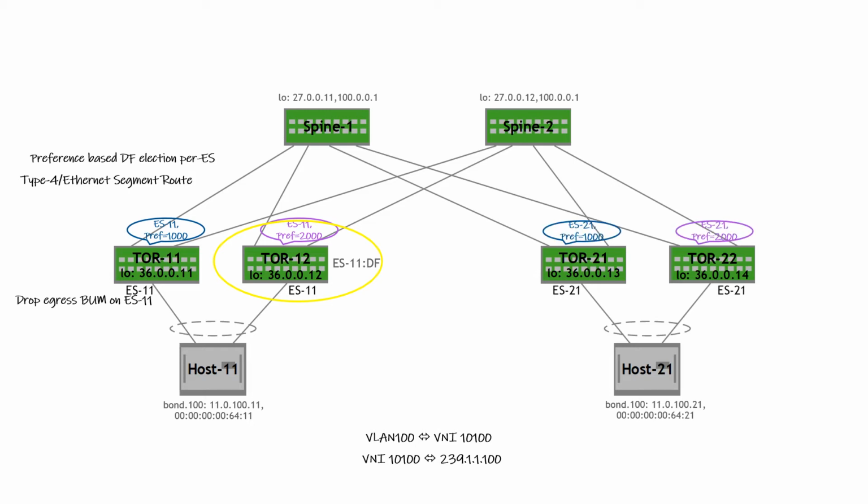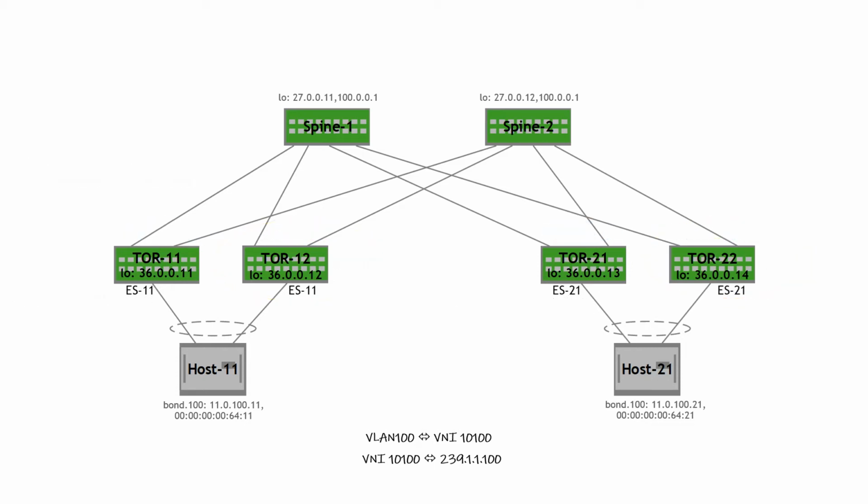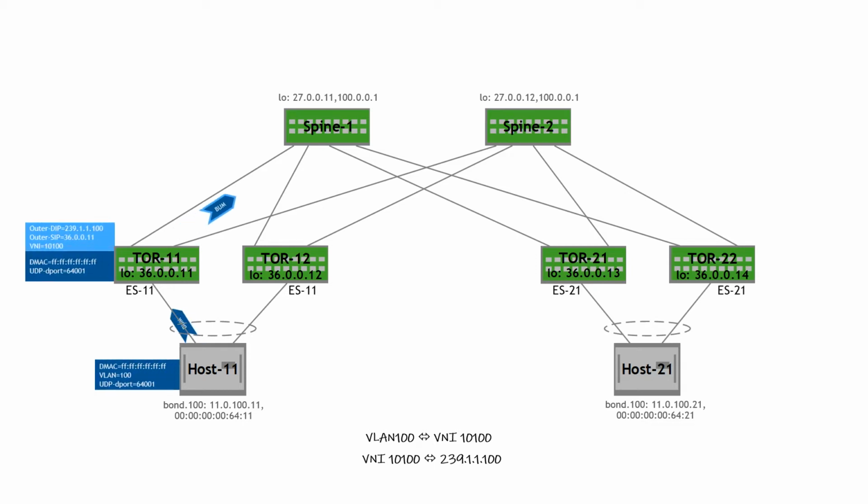Similarly, on rack 2, TOR 22 has won the DF election, and TOR 21 is expected to drop egress BUM traffic on Ethernet segment 21. Let's put the misbehaving BUM traffic back and see how things play out with DF filtering.